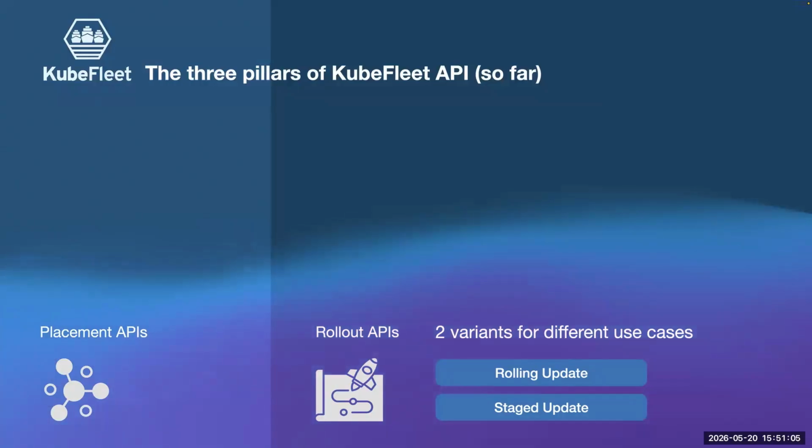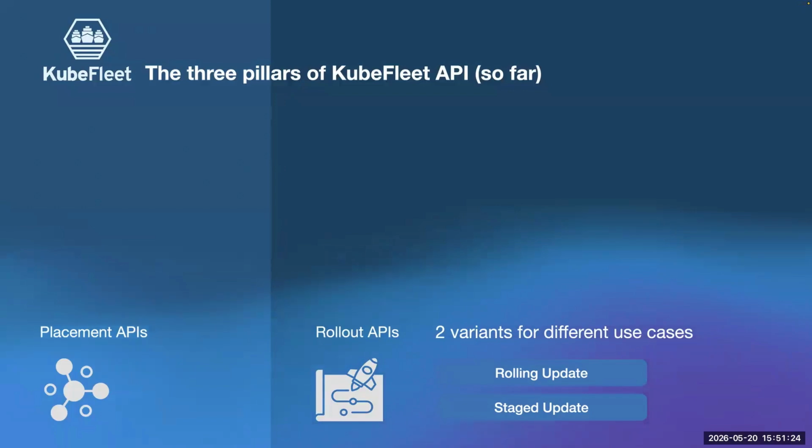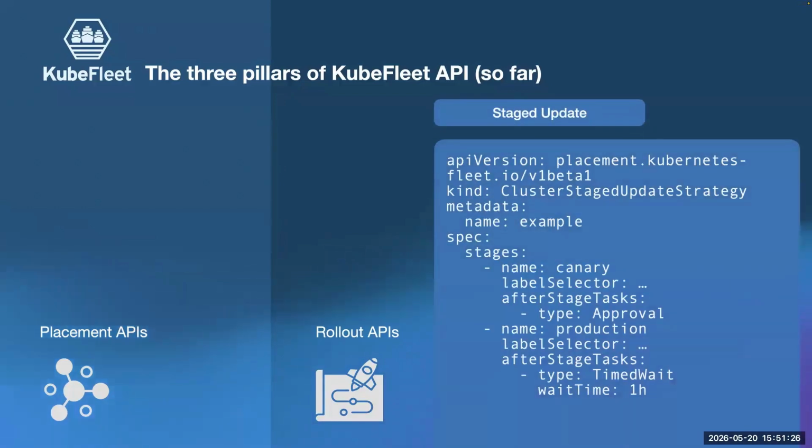Basically, it tries to upgrade member clusters a few at a time, making sure that at any moment there are only a certain number of deployments, a certain number of member clusters who have available resources. I will dive a little bit deeper into the stage update API. So here's how that API looks.